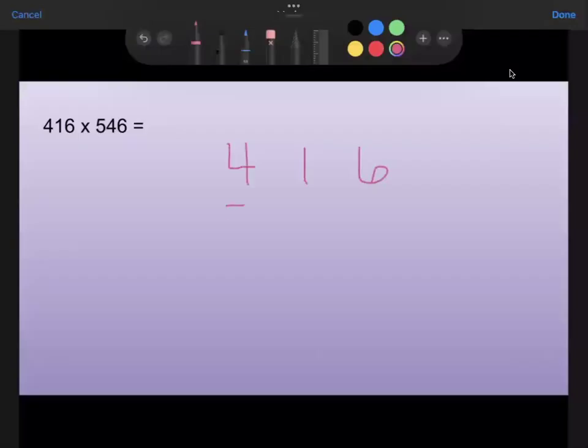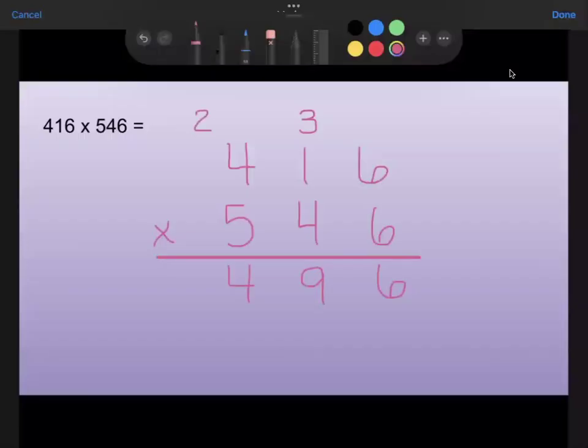Okay, so we're going to do 416 times 546. Okay, let's start with multiplying everything on the top by the 6 on the bottom. 6 times 6 is 36, so split that up, put the 6 here and the 3 up here. 1 times 6 is 6, plus 3 would be 9. 4 times 6 is 24, so I'd put the 4 here and the 2 up here. That 2 is going to slide right down and land right there. Okay, so I'm done multiplying by 6.